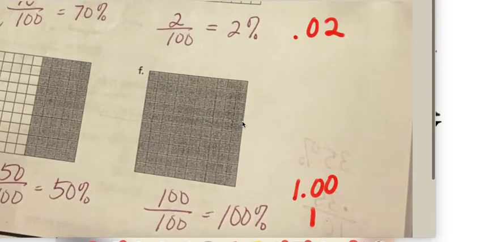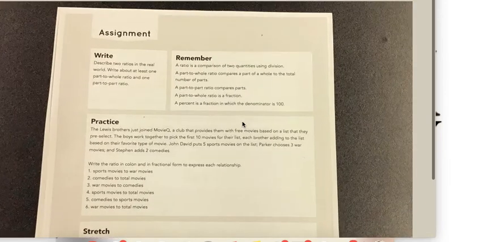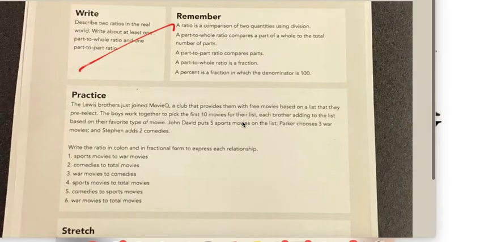Whoops, there you go. All right, now starting with our homework from last night, let's talk a little bit about that, or tonight, sorry. Tonight's homework would look like this, and you did not have to do the write, we had to do the practice. Now, if it was me, I would list out all my different types of movies before I started doing my ratios. So I would say, okay, what are the different types of movies?